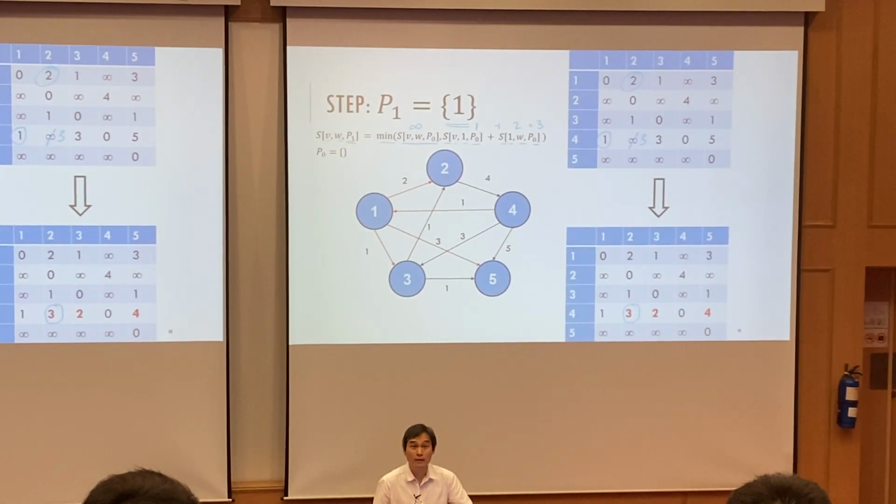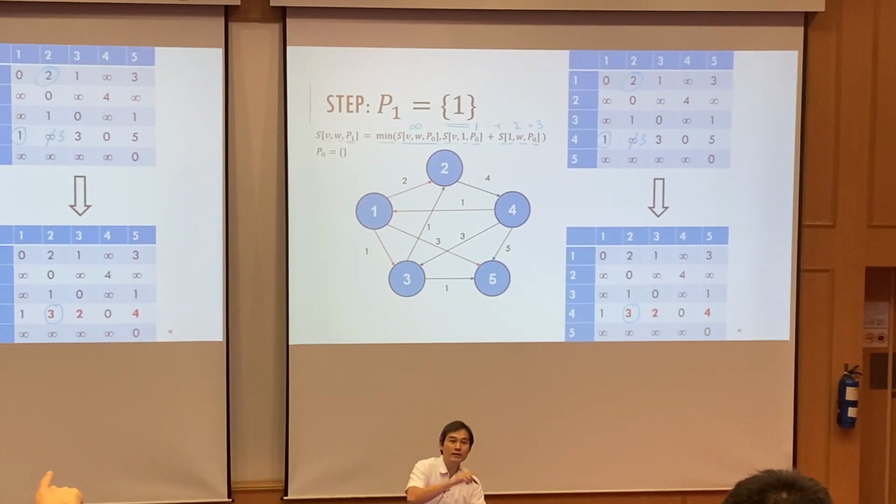Are we clear on how to do this? So all we're doing is just looking up in our table, looking at whether it's better to go direct or pass through some other node. And in this case, the other node is 1. All right. So let's do another one to make sure that we understand this.